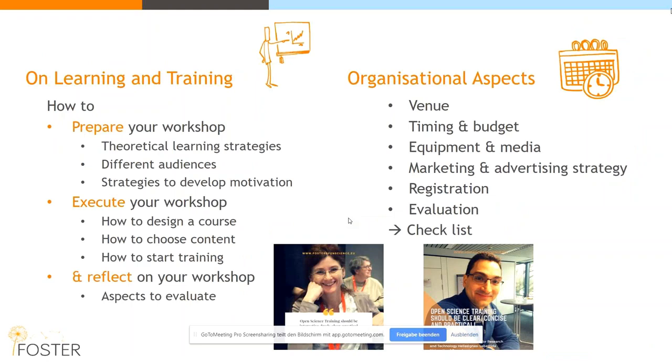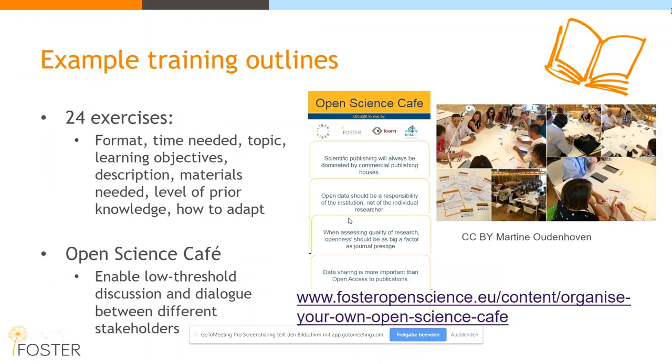Then there's a theoretical part on learning and training, like how to prepare your workshop, tips on how to execute your workshop, and also how to reflect on your workshop. And then also very practical aspects, like what to keep in mind organizing an event in your institution, with a long checklist. And the last chapter of the handbook, you can find example training outlines. So there are 24 exercises described in detail, with a description of how to conduct the exercise, but also how to adapt it to your purpose.